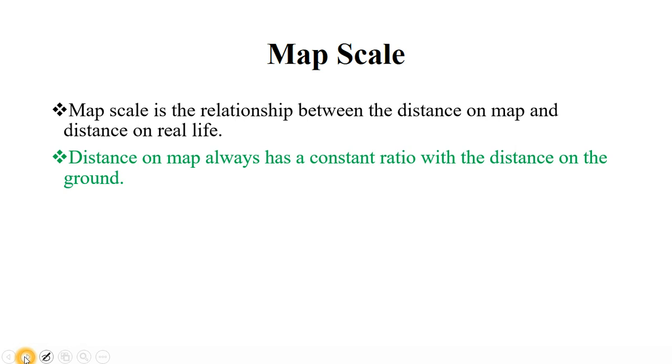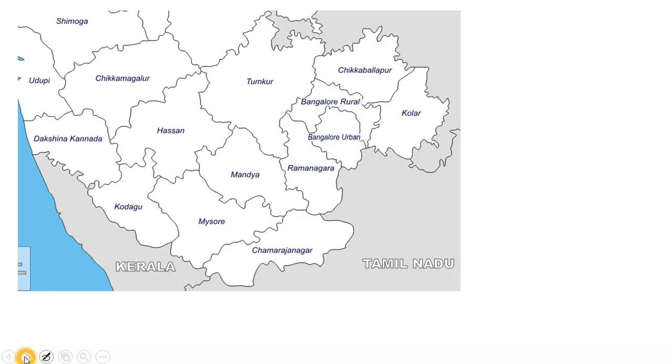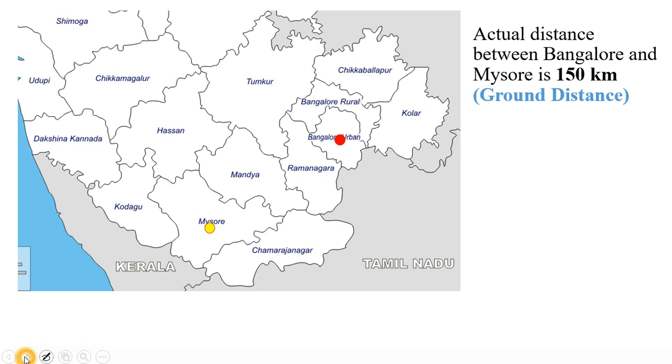Now let me make it simpler using an example. Here you have a map. This is the southern part of Karnataka, and there are 2 places. Suppose we are taking Bangalore. Bangalore city is here, and this yellow dot represents Mysore. Now imagine the actual distance between Bangalore and Mysore is 150 kilometers. Then we call it the ground distance. So the ground distance between Bangalore and Mysore is 150 kilometers.